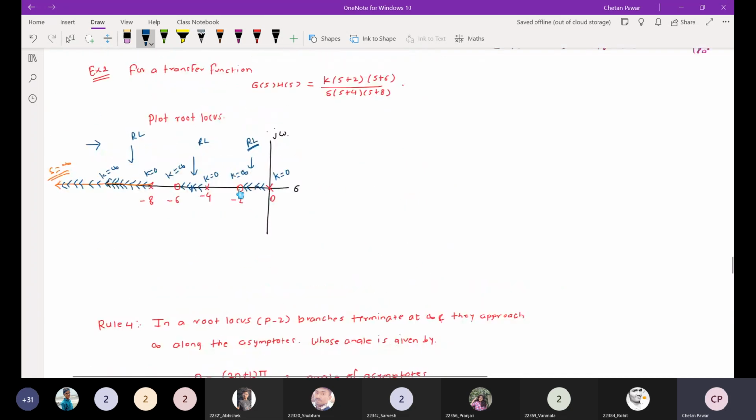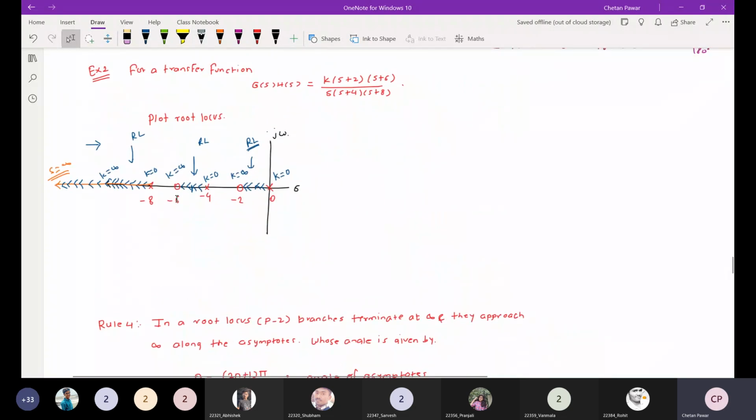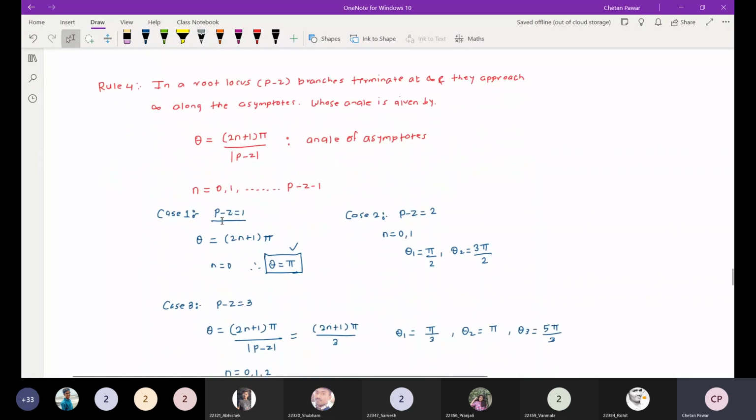In this root locus, there are 3 poles and two zeros, so the difference between poles and zeros is only 1. Here you can see this asymptote angle is 180 degrees. So this example belongs to case 1, where the difference between poles and zeros is 1, so the angle of that asymptote is pi.